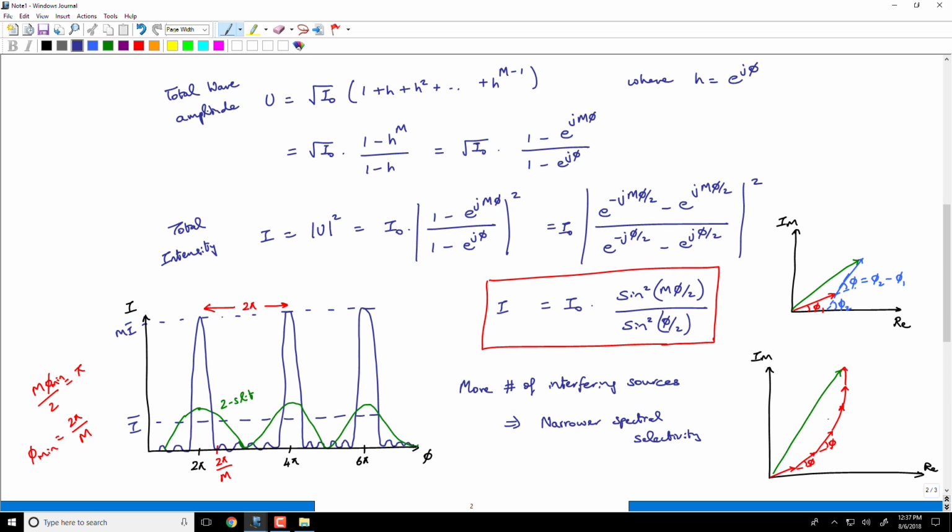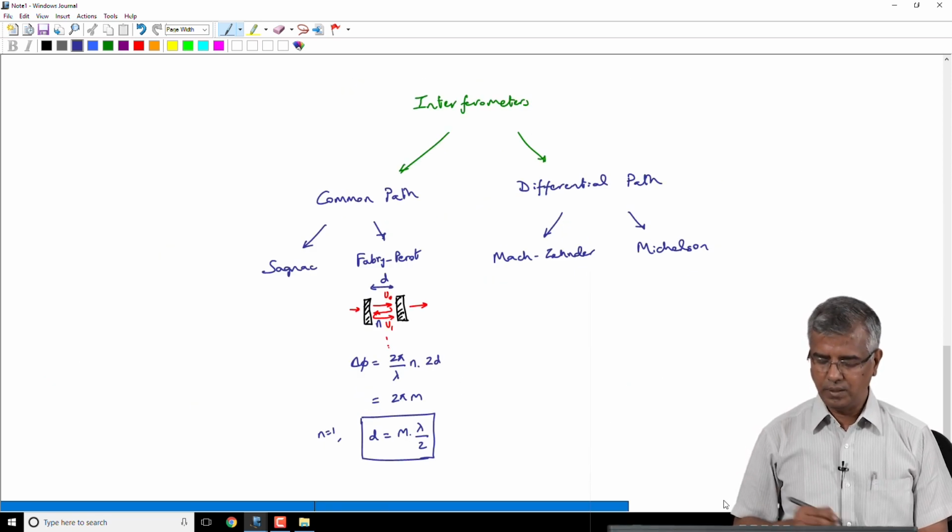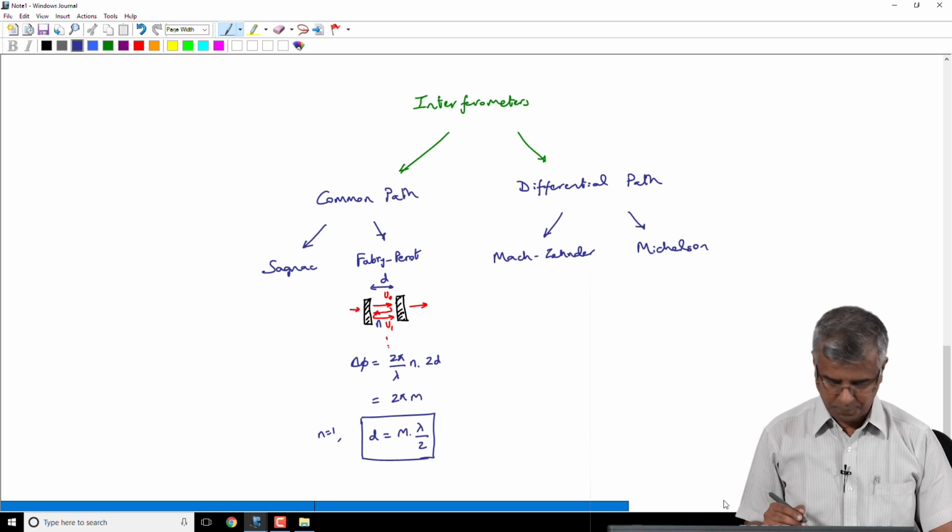So, it will turn around like this, but each of these arrows will be smaller and smaller. Upon successive bounces, it becomes smaller and smaller. So, you know, your interference criteria may not be complete. When you talk about destructive interference, it may not be complete in that case, okay. So, that is Fabry-Perot.